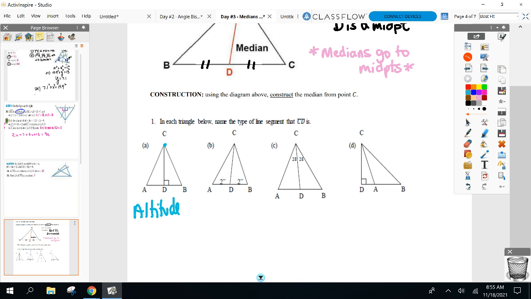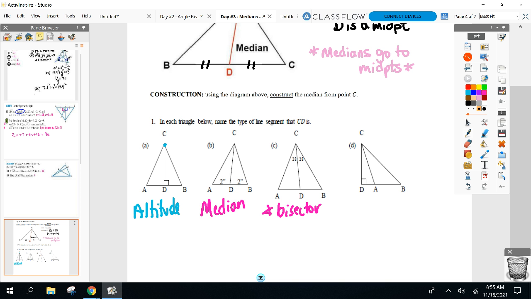All good. What about B? What's CD here in B? I got two inches there. Median. Kevin? Median. All good, goes to the midpoint. How about diagram C? 28, 28. Angle bisector. That's an angle bisector.